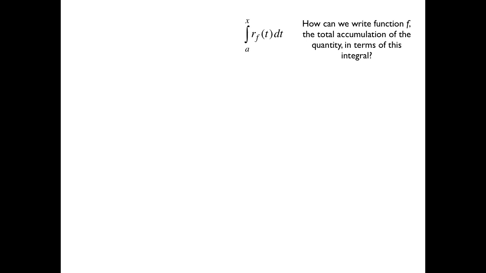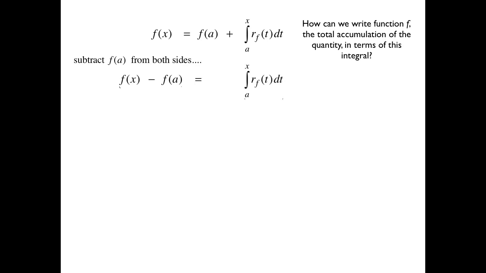So how can we write the function f, the total accumulation of the quantity, in terms of this integral? So now we want to write total accumulation of f at x. What would the total accumulation of f at x be? She said f of a plus that. Yep, so it's all the accumulation up to a, according to f, plus now the net accumulation starting from a, right? Okay, so if we subtract f of a from both sides, we get this. f of x minus f of a equals the net accumulation from a to x.